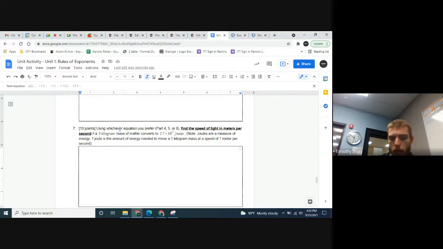So this 2.7 times 10 to the power of 17 joules. That's actually a very large number because 10 to the power of 17 means 10 times 10 times 10, 17 of those in a row, right?